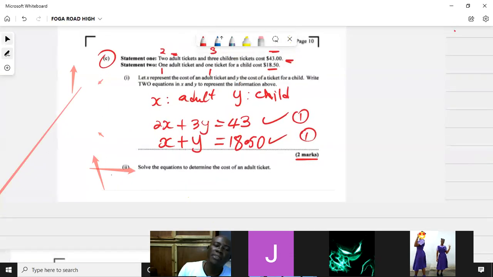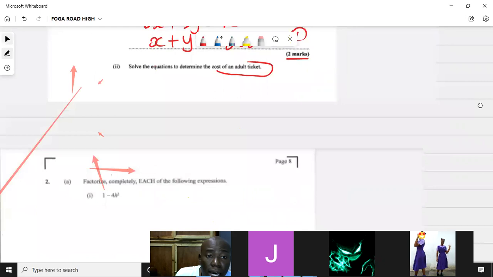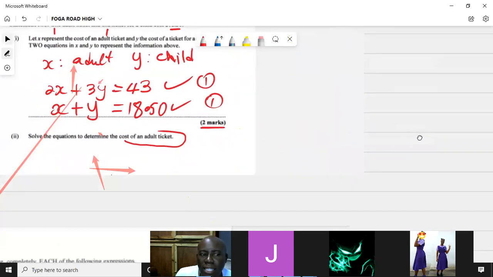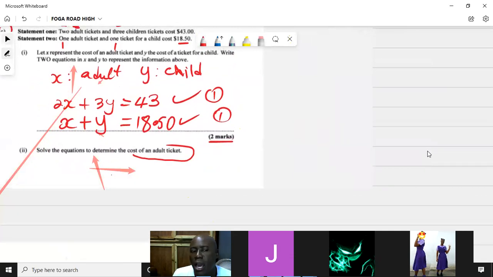And they told you everything. They tell you what they want you to use for adult ticket and so forth. And now, watch this. I think it's about 3 marks I might get now. They said solve the equations to determine the cost of an adult ticket. They didn't say to determine the cost of a ticket for a child, just the adult ticket. So if they want the adult ticket, I'm not going to do everything. I'm going to be very wise.